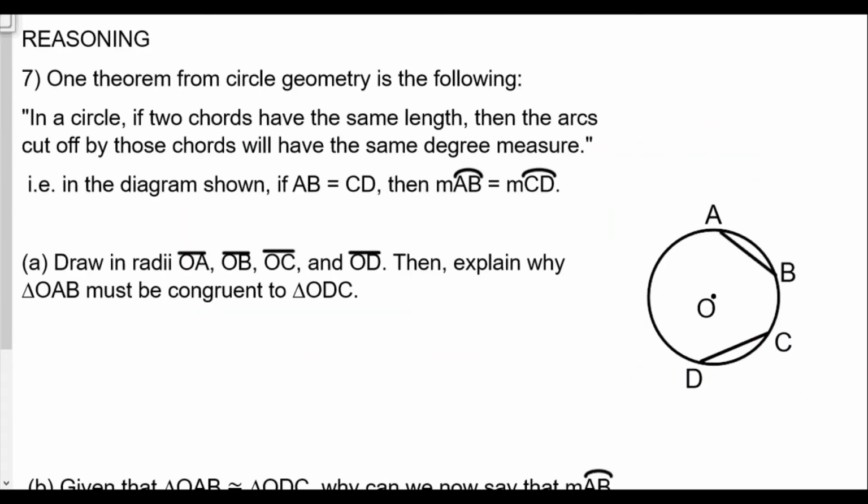For the reasoning part, it says one theorem for circle geometry is the following. In a circle, if two chords have the same length, then the arcs cut off by those chords will have the same degree of measure. For example, in the diagram below, AB is equal to CD, so the measure of AB equals the measure of CD. Therefore, the measure of arc AB equals the measure of arc CD. So they want us to show this now.